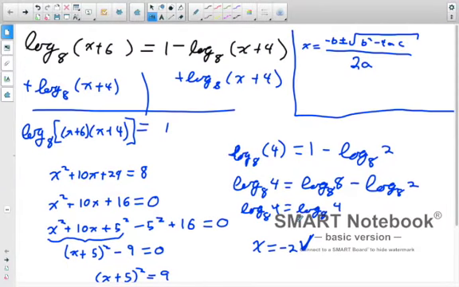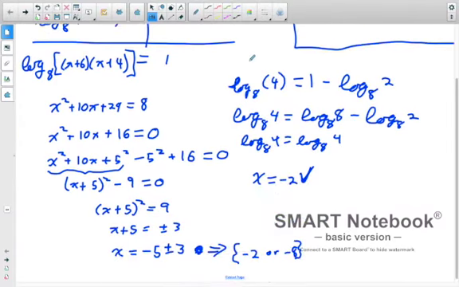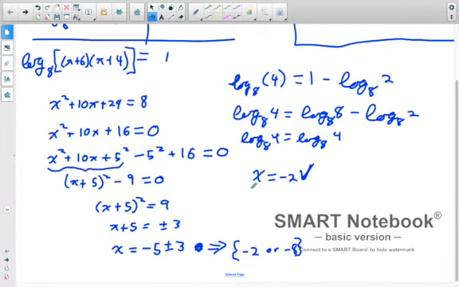However, if I put negative 8 into this, I get log base 8 of negative 2 and log base 8 of negative 4, which cannot happen. So the only possible answer here is x equals negative 2.